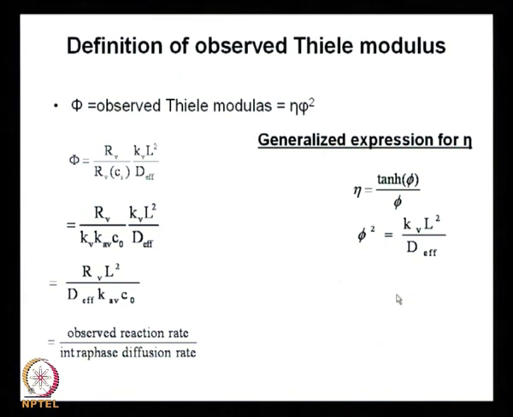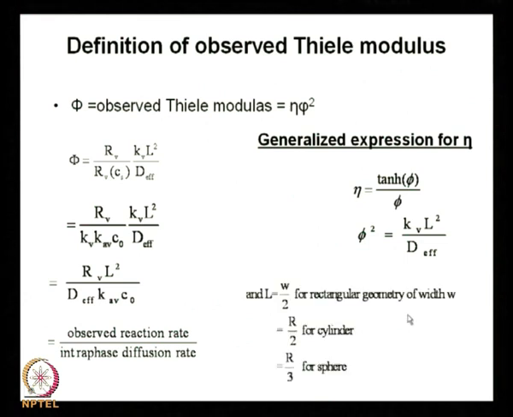So, what are those? Phi square is defined as this, say, for a first order reaction, and if it is not a first order reaction, how do you redefine your phi square? I just did it a few minutes back. R(C0) L square over C0 D effective, right. So, now this L that you have over here in phi square.